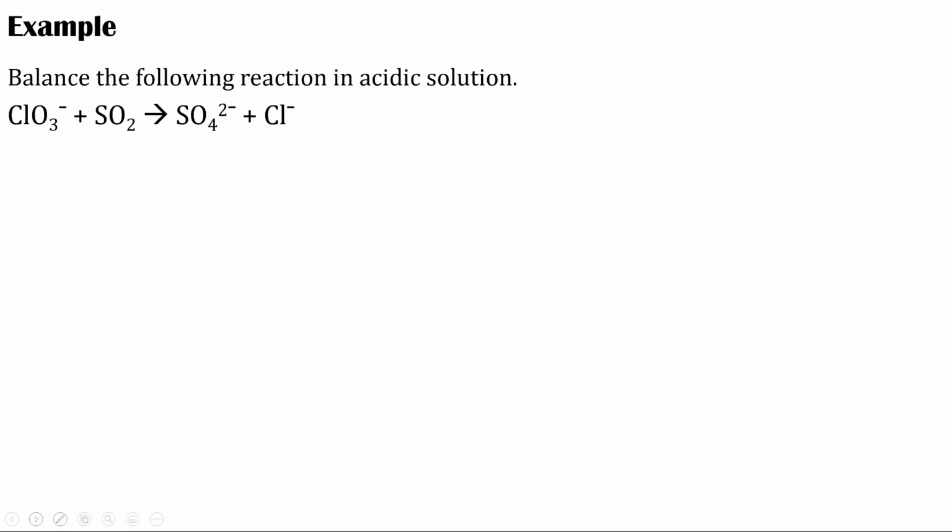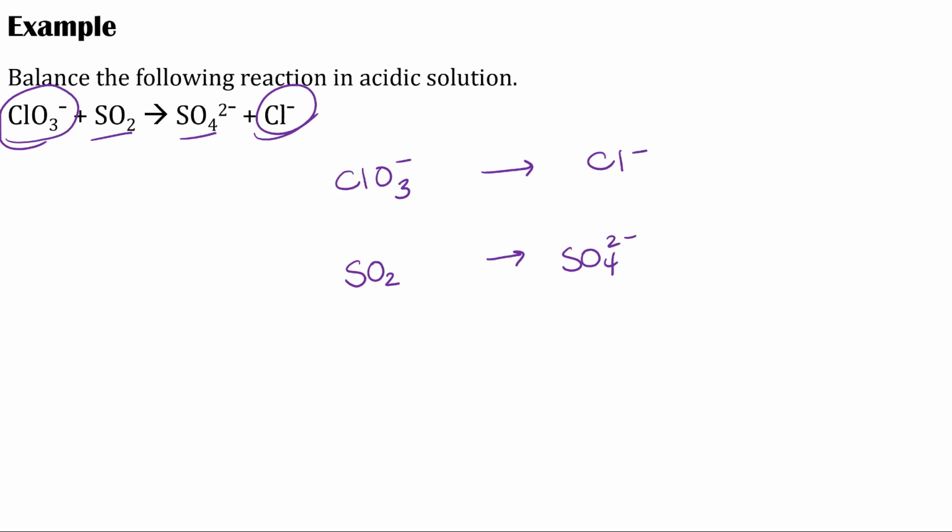All right. So balance the following reaction in an acidic solution. So first I'm going to break it down into half reactions. So I'm going to put this as my first half reaction. And then this one will be my second half reaction. And the first thing I'm going to do is make sure that my atoms other than hydrogen and oxygen are balanced. And here they are. We have 1 chlorine and 1 chlorine and 1 sulfur and 1 sulfur. So that part is good.